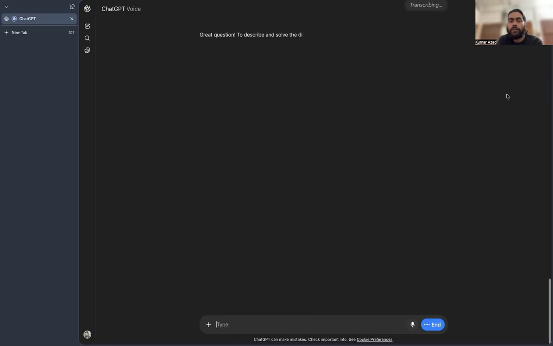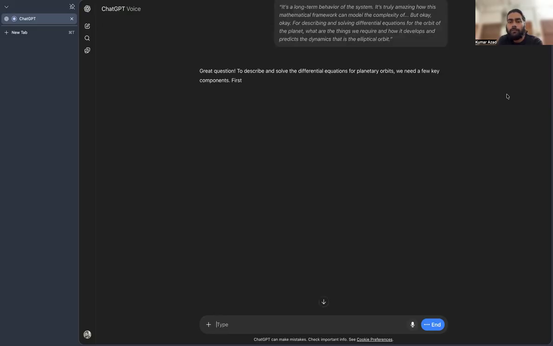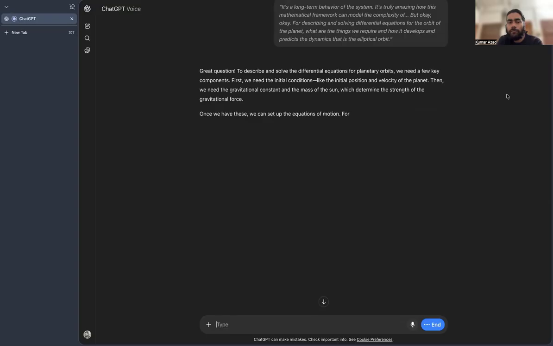Great question. To describe and solve the differential equations for planetary orbits, we need a few key components. First, we need the initial conditions, like the initial position and velocity of the planet. Then we need the gravitational constant and the mass of the sun, which determine the strength of the gravitational force. Once we have these, we can set up the equations of motion for a planet in a central gravitational field.